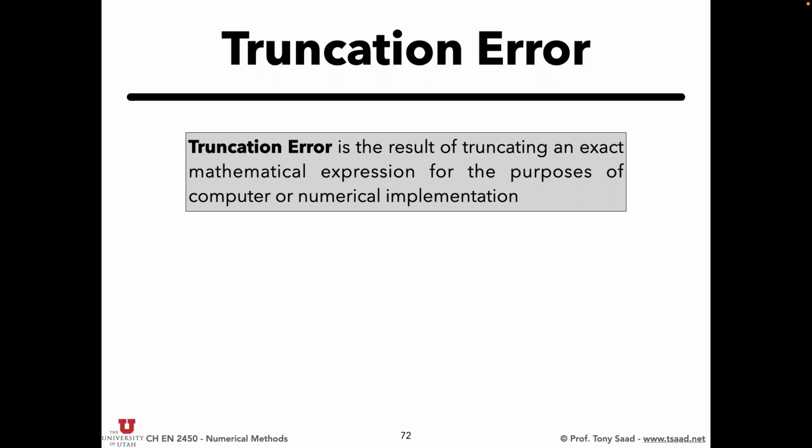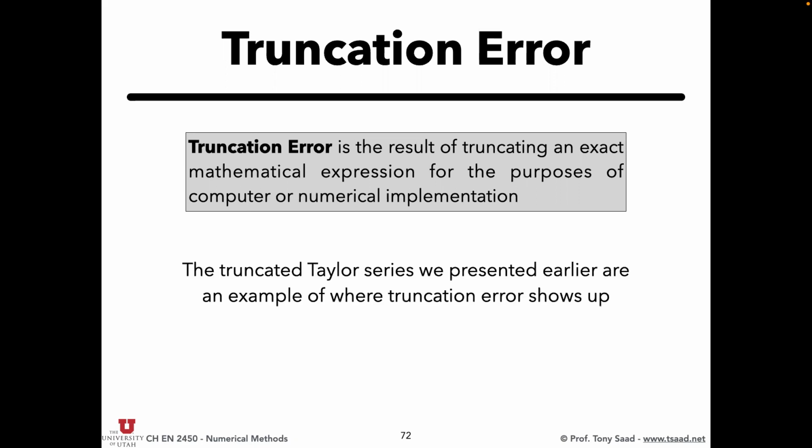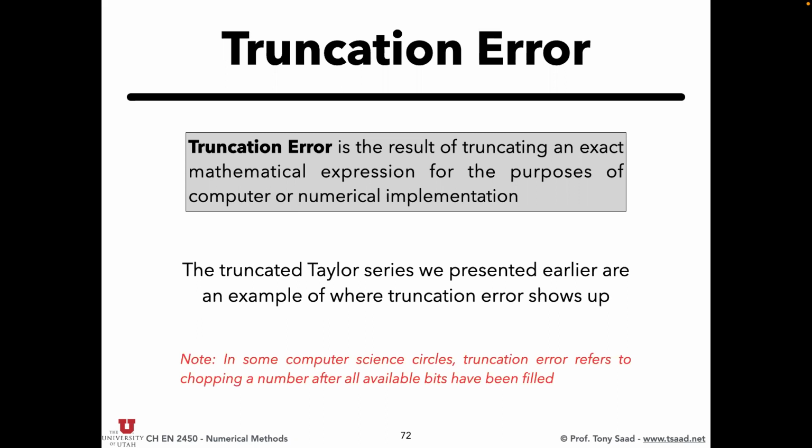However, in practice, we can't do an infinite summation. So we choose a fixed number of terms based maybe on a tolerance, like we did in the exercise in class, right? Or based on a fixed number of terms. Whatever is left from that truncation is the truncation error, okay? So the truncated Taylor series we presented earlier was an example of that.